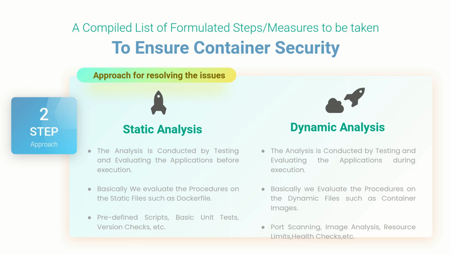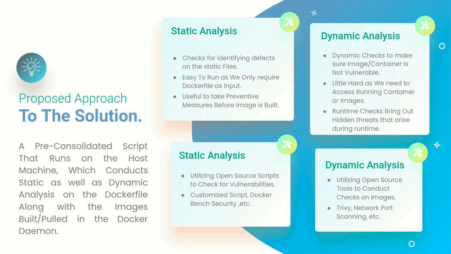The static analysis is where we define a few procedures to evaluate static files, such as the Dockerfile. Likewise, dynamic analysis is where the procedures or checks are defined to be performed on dynamic objects, such as the images or the containers. Through this two-step approach, we can cover most of the attack surface, where we analyze Docker images even before they are built, and also perform some checks to ensure that they are secure post-image creation.